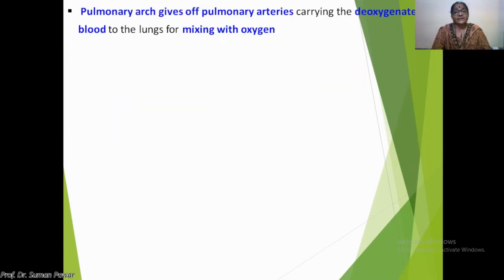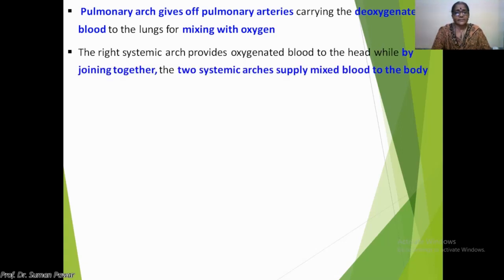The pulmonary arch further gives off two pulmonary arteries carrying the deoxygenated blood to the lungs for mixing with oxygen, whereas the right systemic arch provides oxygenated blood to the head, while by joining together with the left systemic arch, both these arches supply mixed blood to the organs located in the trunk region by forming the dorsal aorta.